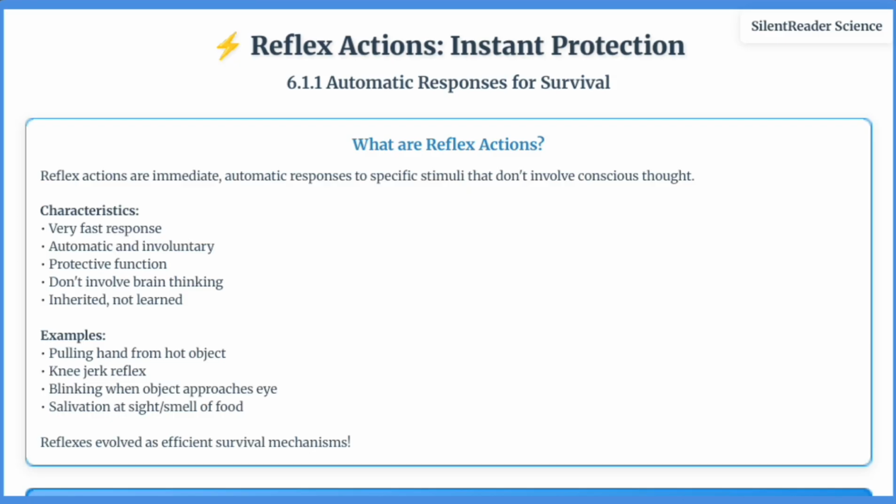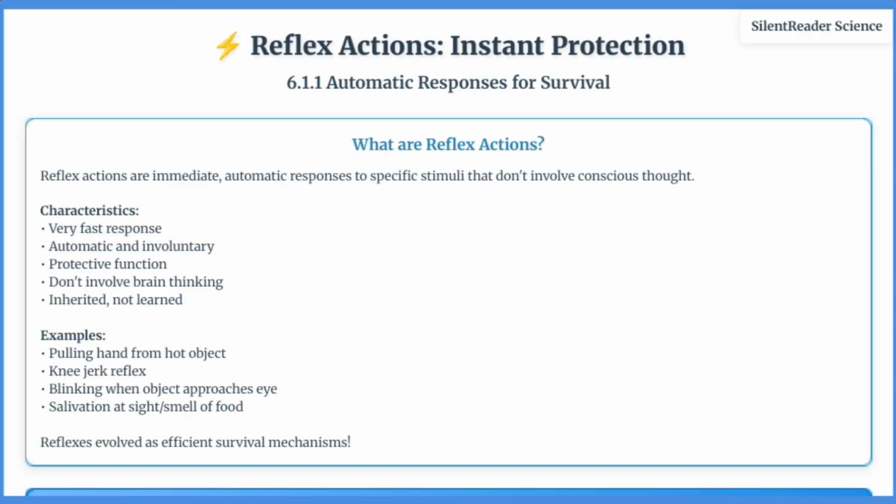Now let's explore reflex actions, automatic responses that protect us without conscious thought. When you touch a hot object, you pull your hand back immediately without thinking about it. This is a reflex action. Why do we need reflexes? If we had to consciously think about the pain, decide to move our hand, and then send the command, it would take too long and we could get seriously burned.